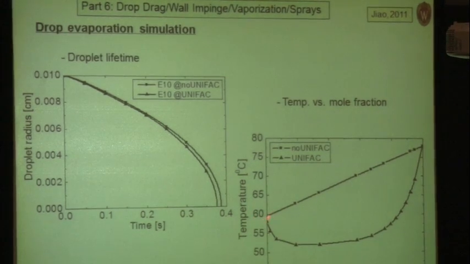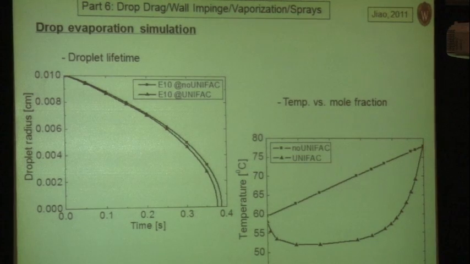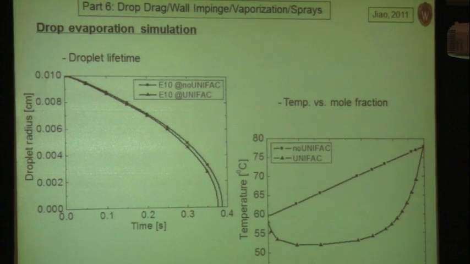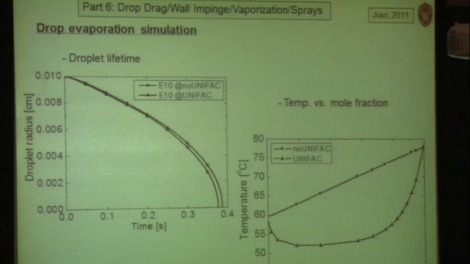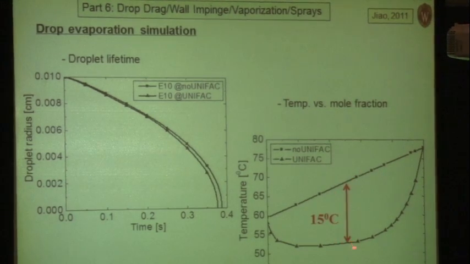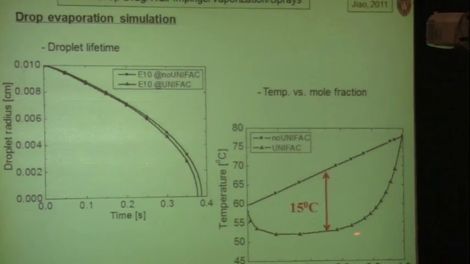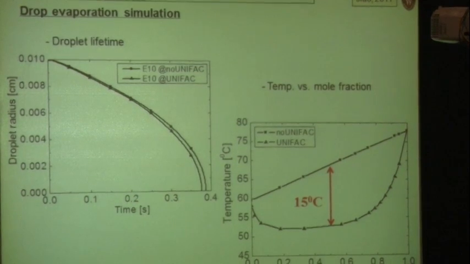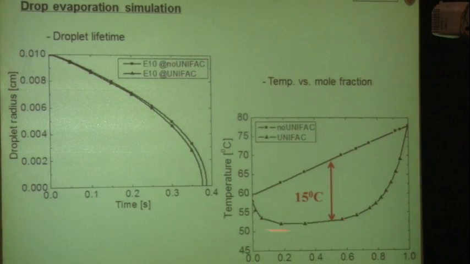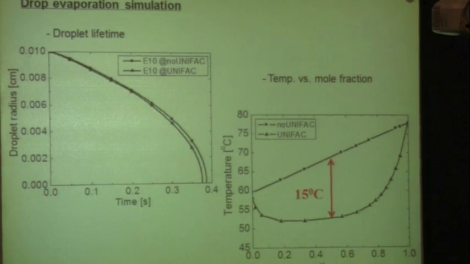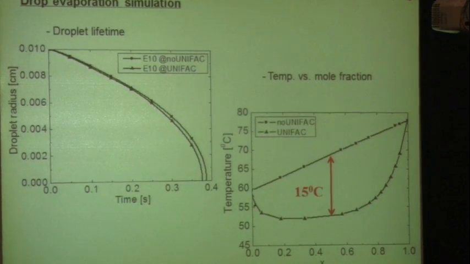So, a pentane-ethanol mixture. If you had a standard model, as you increase the amount of ethanol, you would see a linear increase in the boiling temperature. But with the UNIFAC model, you see that there's an interaction between the polar ethanol and the non-polar pentane, which depresses the boiling temperature significantly over a wide range of ethanol content. So because you have the lower boiling temperature, you have faster vaporization and shorter droplet lifetime.